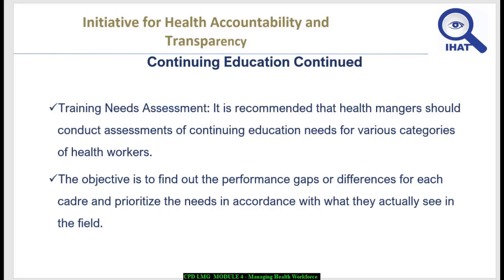There is an important aspect, and that is training needs assessment. It is recommended that health managers conduct assessments of continuing education needs for various categories of health workers. The objective is to find out the performance gaps or differences for each cadre and prioritize the needs in accordance with what they actually see in the field.